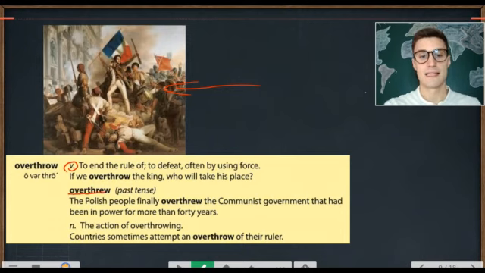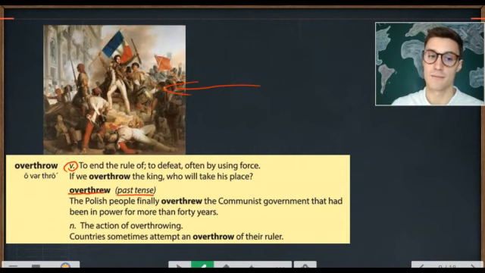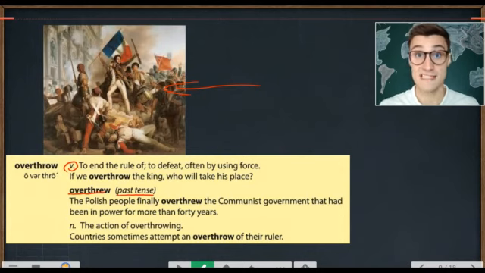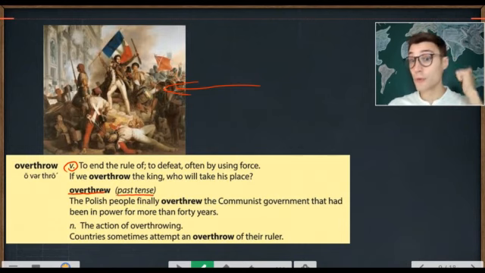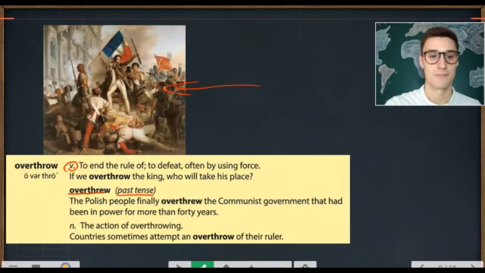Overthrew is the past tense word. So they overthrew the French monarchy. Let's overthrow the French monarchy, they probably said during the time. But today, that's what, 300 years ago? So they already overthrew the French monarchy. The Polish people finally overthrew the communist government that had been in power for more than 40 years.